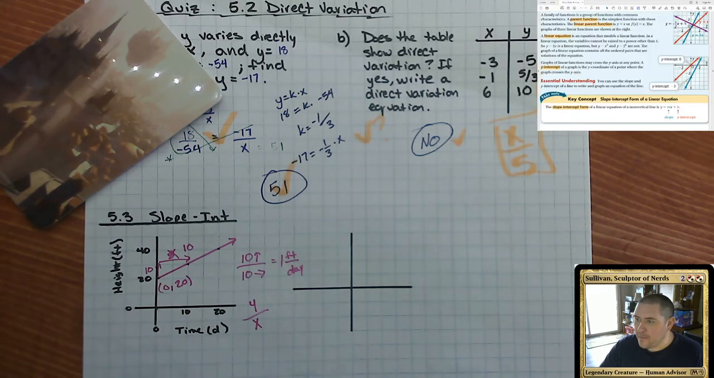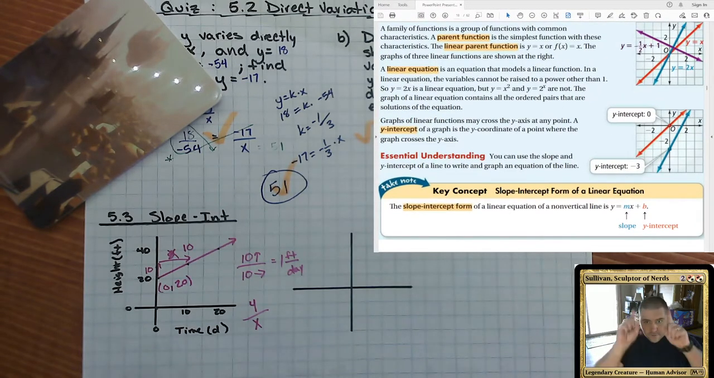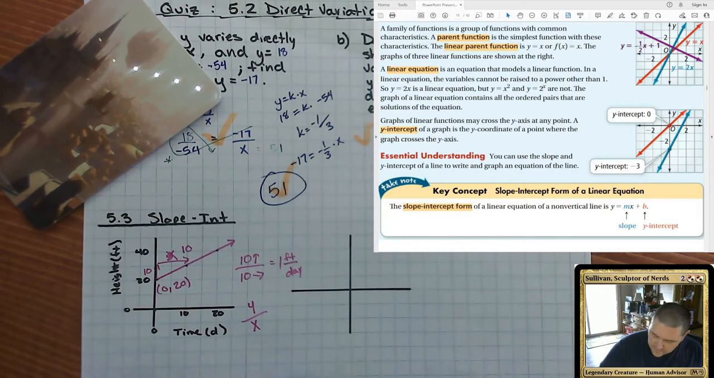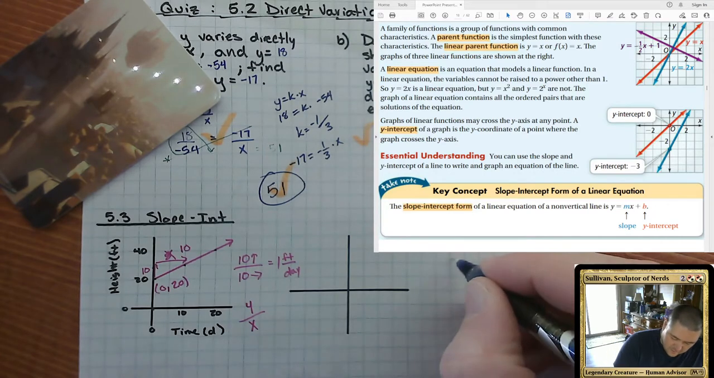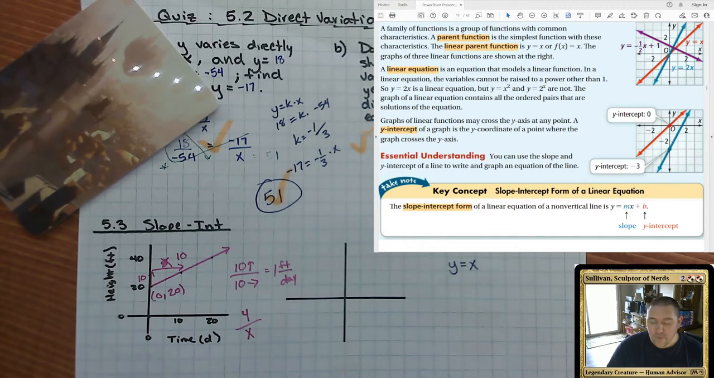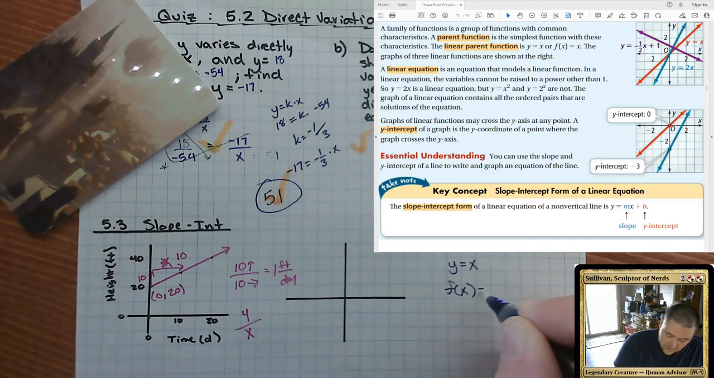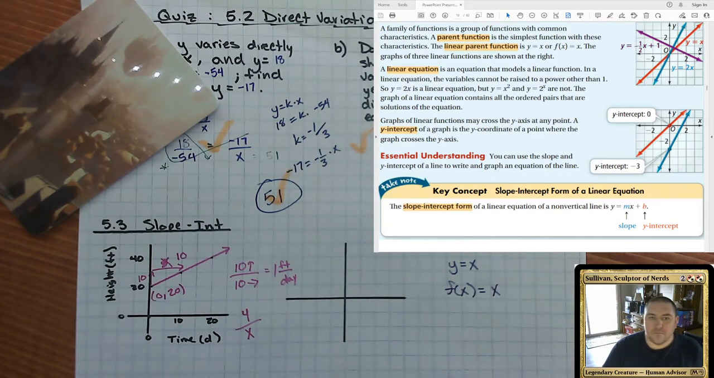So, next up, let's make that bigger. Okay, so everything up here. We've talked a little bit about parent functions before. The parent function is the simplest things can get. And the simplest that a line can get is y equals x. The function version of it is the function of x is to give me x.